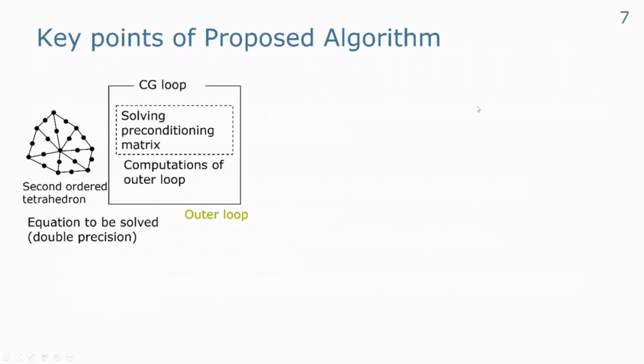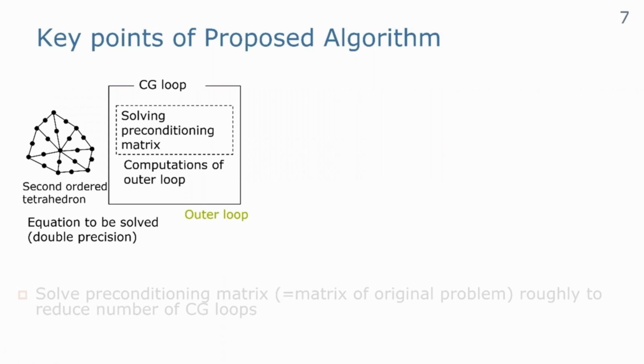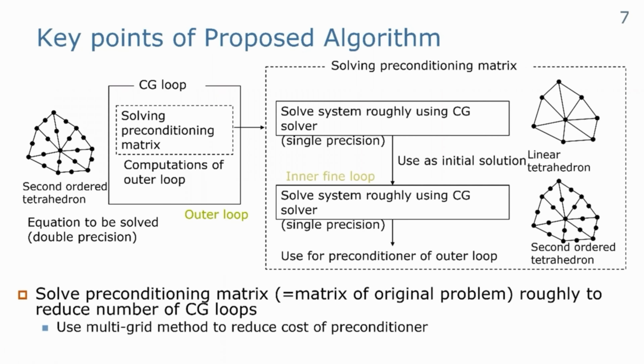Here is our proposed solver. Here we summarize the key points. We use a conjugate gradient method, one specially tuned conjugate gradient method based on the adaptive conjugate gradient method. In the adaptive conjugate gradient method, we can use a specially tuned preconditioner. Here we combine multigrid and low precision computation.